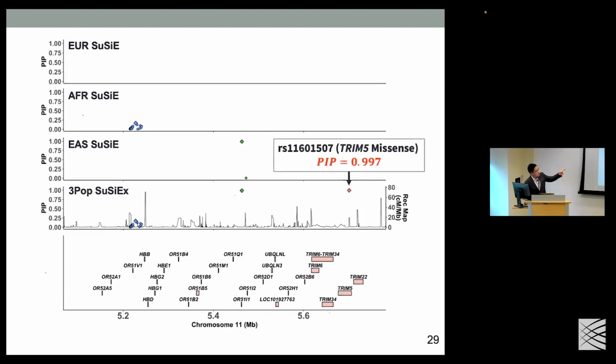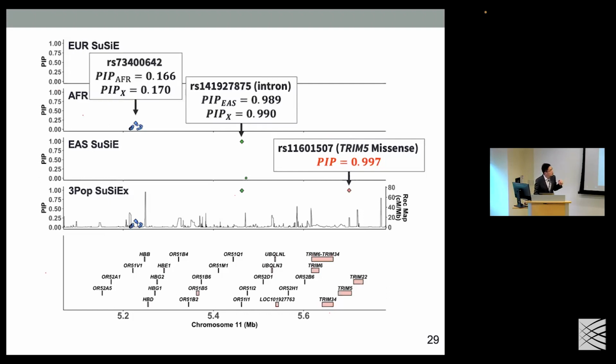The last one, this variant cannot be identified in any of the 3 populations. We say this is an example of higher power. The other 2 are population specific. The green one is East Asia specific, and the blue one is African specific. And we can also see the PIP has a minor increase from the single population to the cross population. That's small.